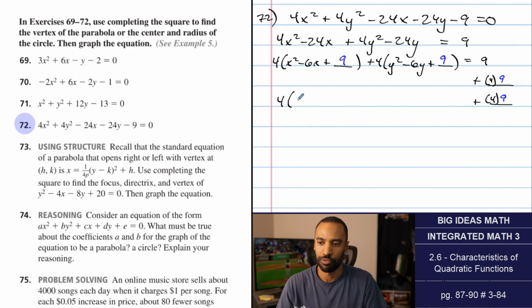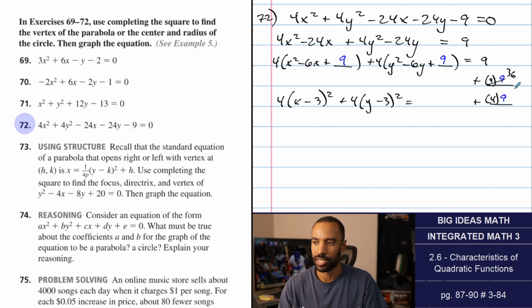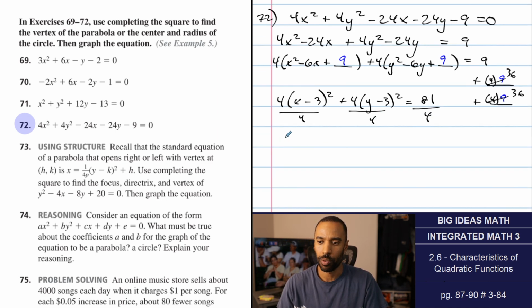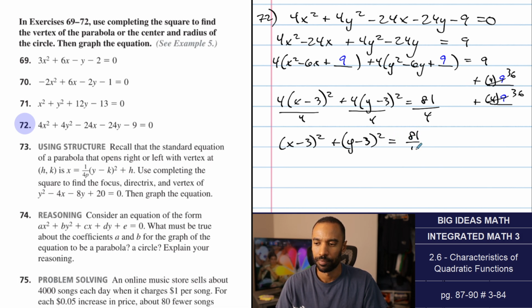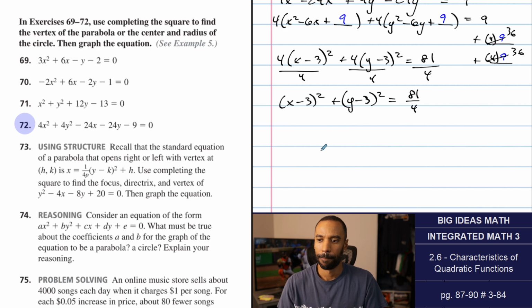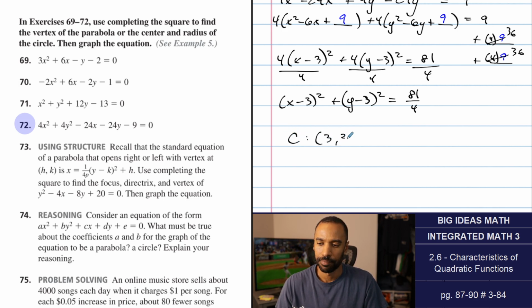So this factors down to 4 times x minus 3 quantity squared plus 4 times y minus 3 quantity squared equals 9 plus 36 plus 36. So 72 plus 9 is 81. Now I have to divide these by 4, 4, and 4 to get the true nature of a circle. So this will be x minus 3 quantity squared plus y minus 3 quantity squared equals 81 over 4. That means I have a center at 3, 3, but the radius is the square root of 81 over 4, which is 9 over 2.